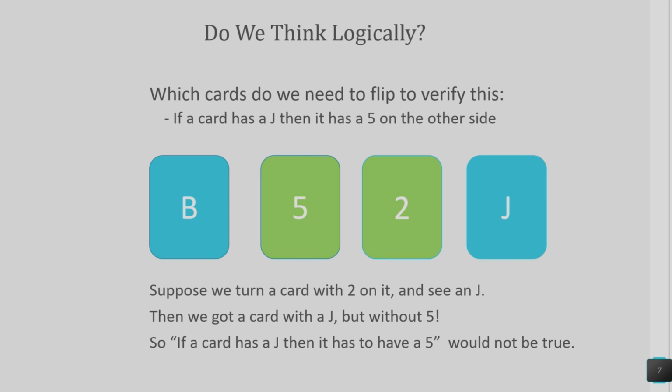But let's look at a card that has a 2 on it visible. What if you turn it over and see a J? Now, wait a moment, you got a card that has a J on one side, but on the other side there was a 2. Now you say, wait a moment, that was wrong. Not every card with a J has a 5 on the other side because I just found a card with a J and a 2. So with this, you would have disproven that every card with a J has a 5 on the other side.